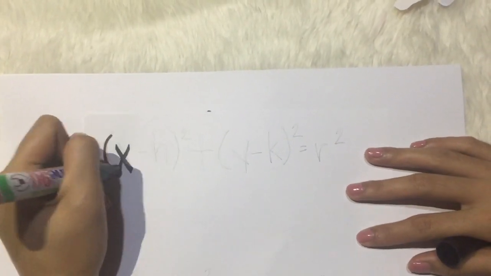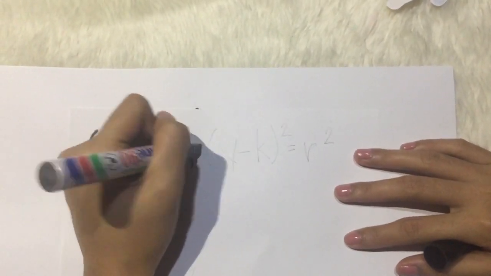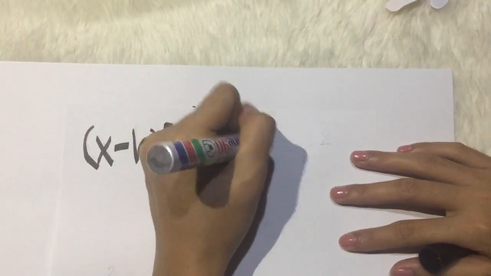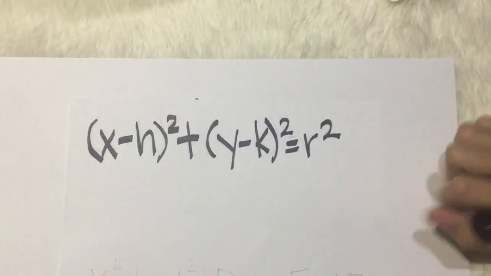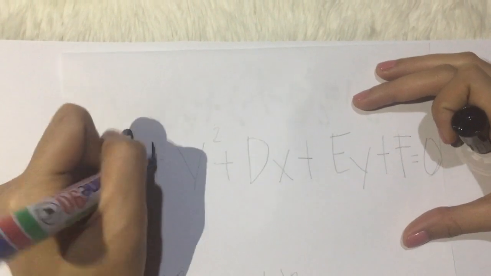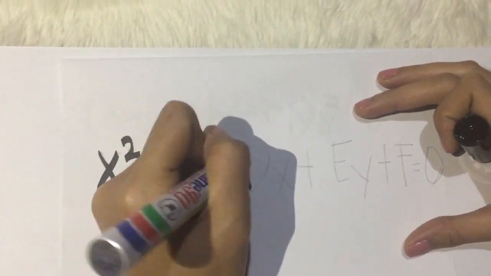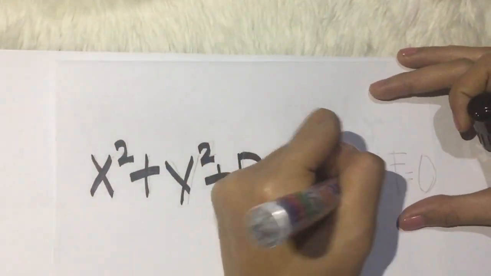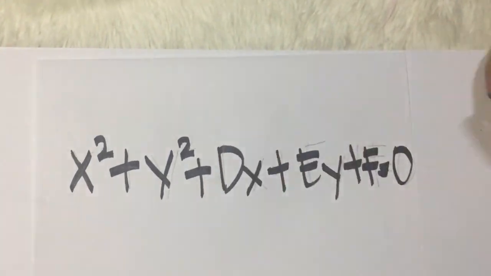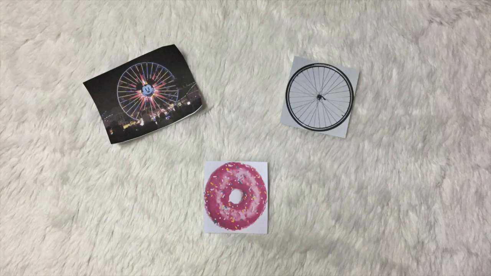For the standard formula, and the general formula, these are examples of a circle. Mickey's Fun Wheel is a real-life example of a circle because of the way it is built into a circle and it goes around like a circle.